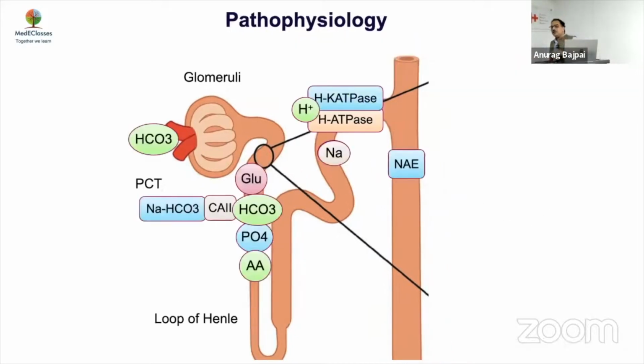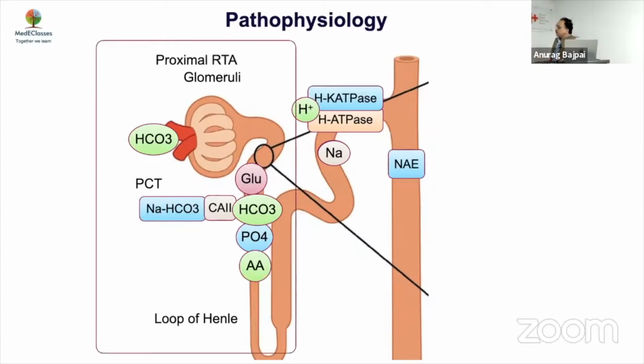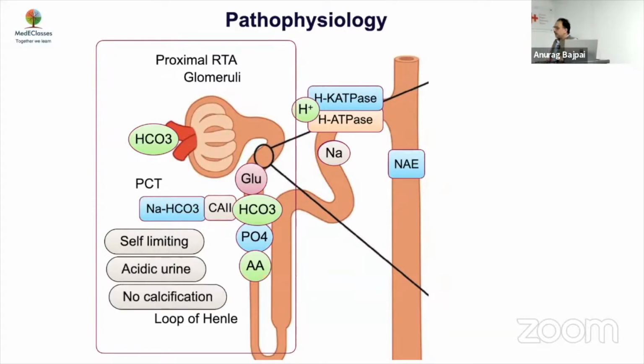So what can be the causes of abnormalities in the tubular dysfunction? You can have a problem in the proximal region. As discussed, this will be associated with bicarbonaturia, phosphaturia, aminoaciduria. This is a self-limiting condition. So in proximal RTA, as soon as your bicarbonate becomes less than 15, you won't filter anymore. And in that situation, of course, this will be a self-limiting condition. There will be acidic urine and there will be no calcification.